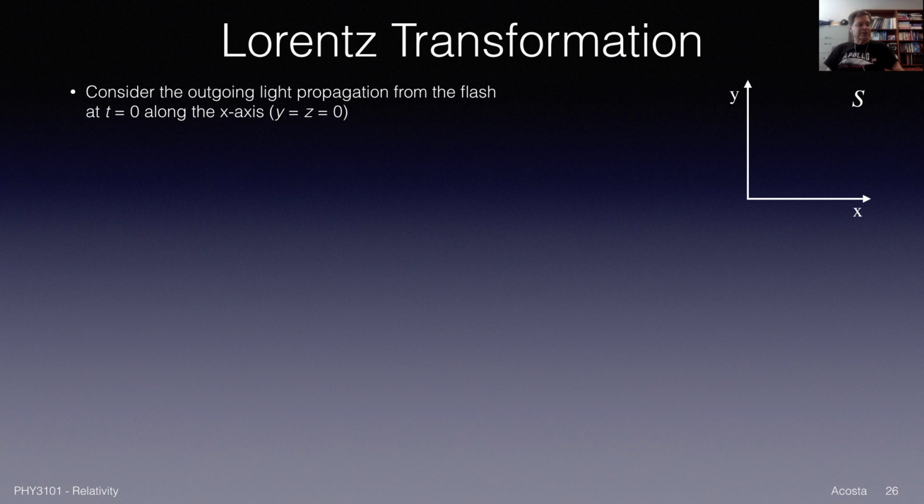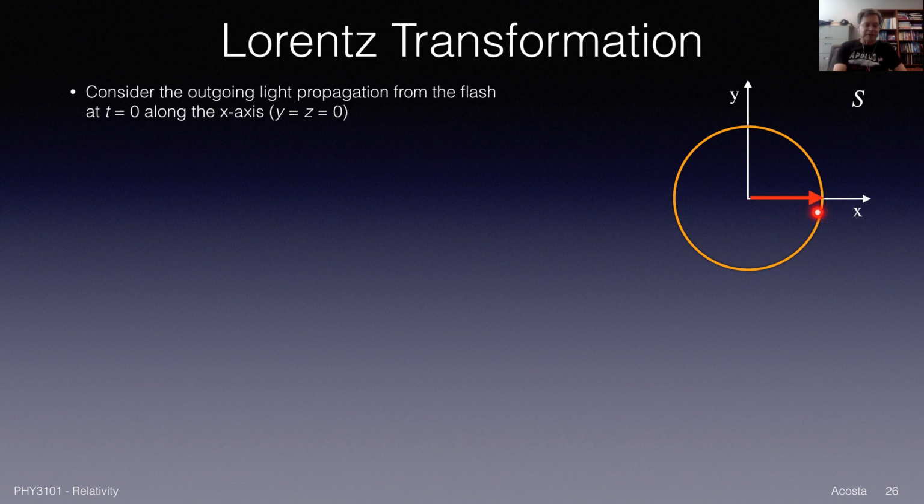So now let's consider the outgoing light propagation from the flash at time t equals 0 as it expands out along at least the x-axis. So we have our expanding sphere of light here. It expands in all directions, but let's just focus on the x direction here. We will let y and z be 0 in this frame S.